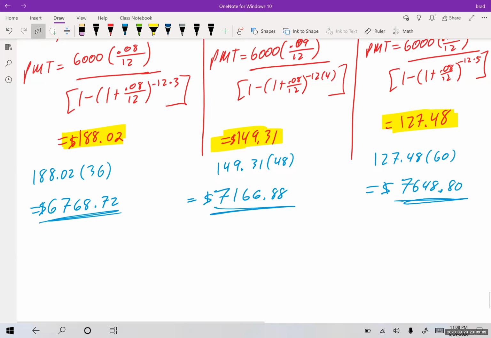Normally you include 10% in whatever the price is to account for tax if you're buying it in California. So this would really be like a $6,600 loan, and then we would do it from there. But whatever, let's just go from here. So now what I'm going to do is 6768.72 minus the original 6,000.